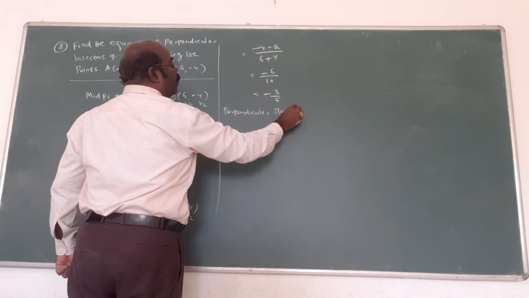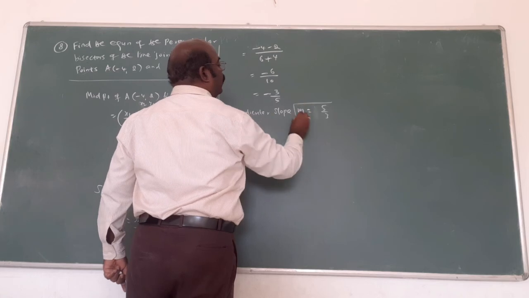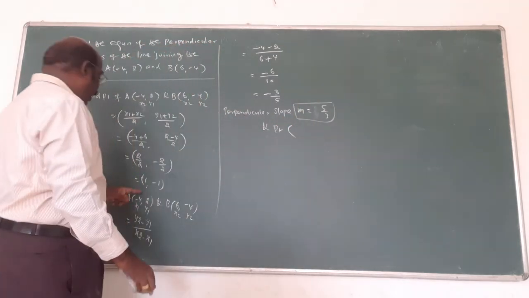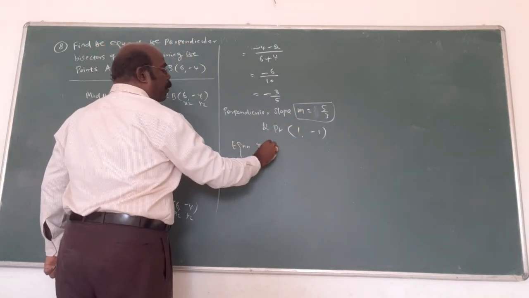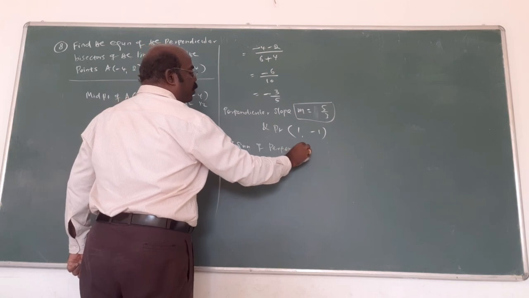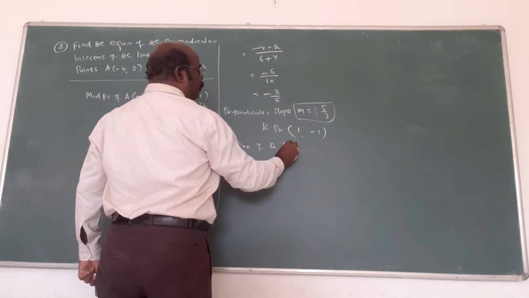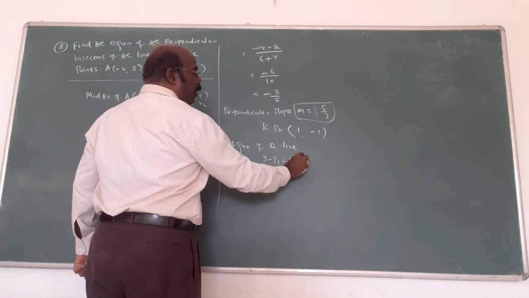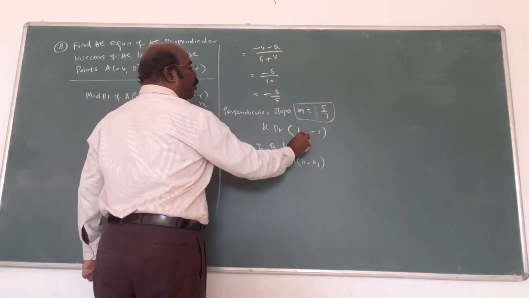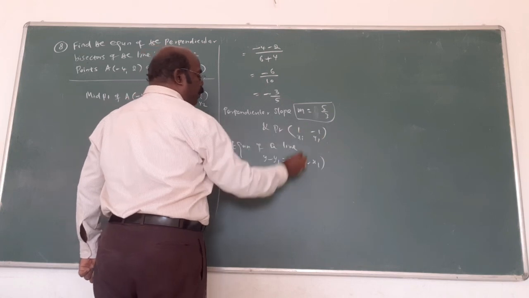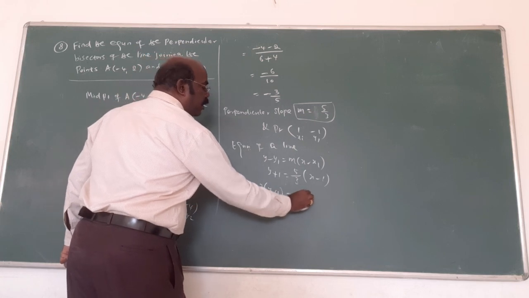Perpendicular means change the sign and take the reciprocal: plus 5 by 3. And one point is already found. Therefore, the equation of the perpendicular bisector is simply the equation of the line: y minus y1 equals m times x minus x1. With the midpoint (1, minus 1), y plus 1 equals 5 by 3 times x minus 1.